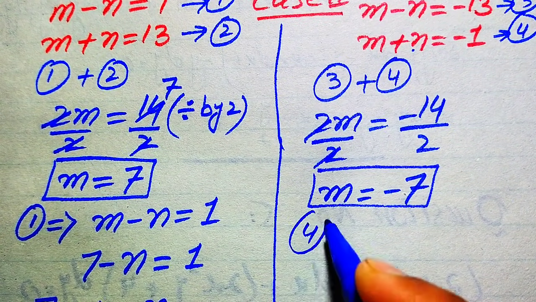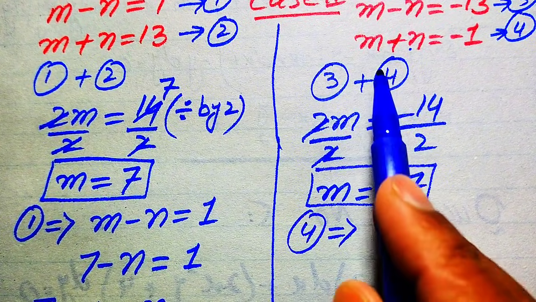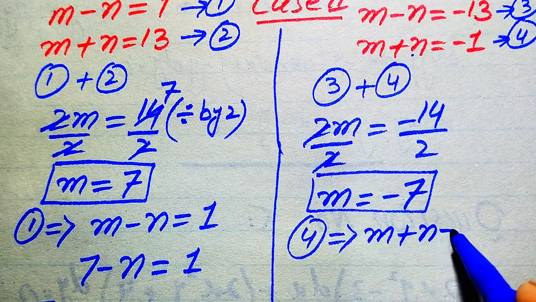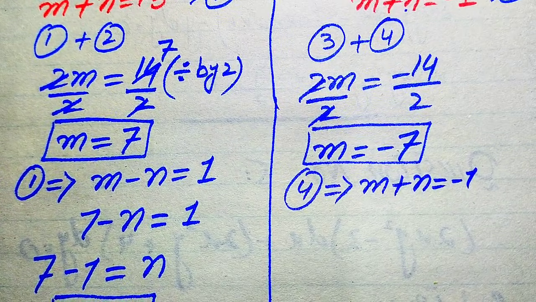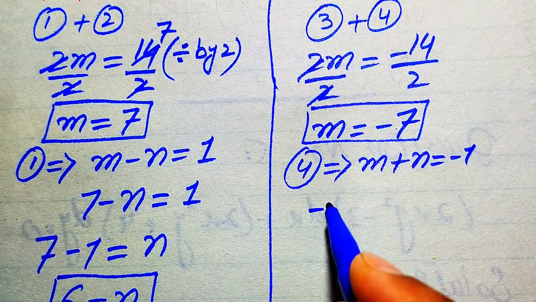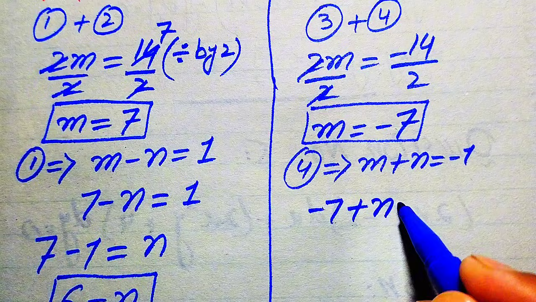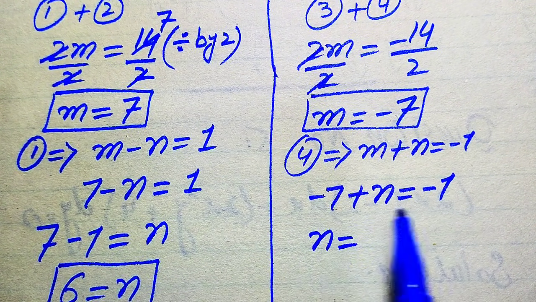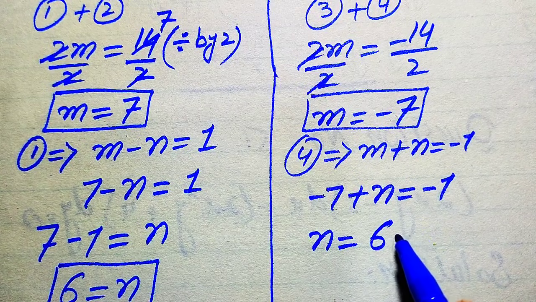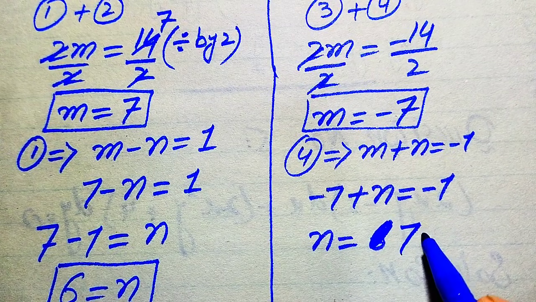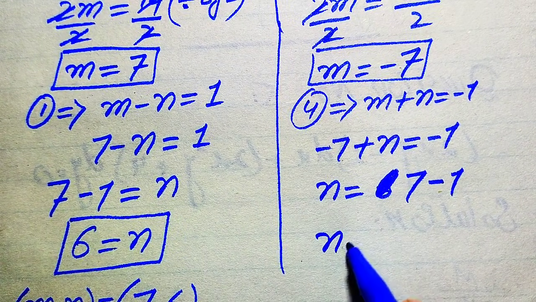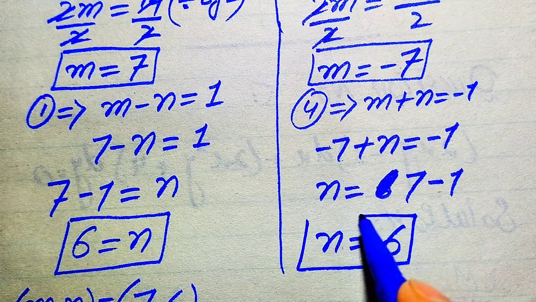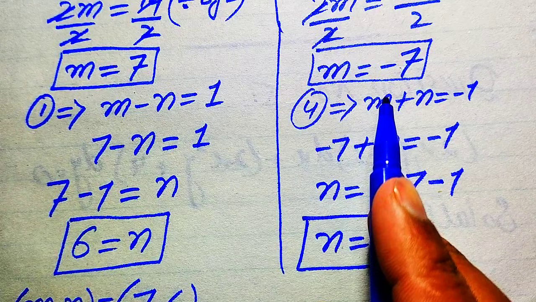So equation number 4 is m plus n equals -1. We copy down here, m plus n equals -1. So we put this value of m here and it becomes -7 plus n equals -1, and we get n is equal to, this is a negative term, when we move it to the right hand side it becomes +7 and -1. Here we get the value of n is equal to 7 minus 1, which becomes 6. So this is the value of n and this is the value of m.